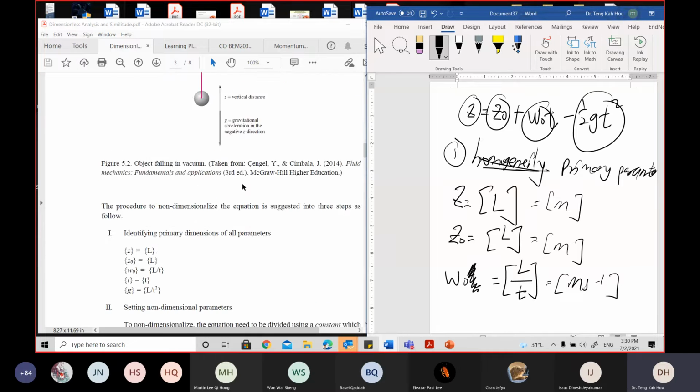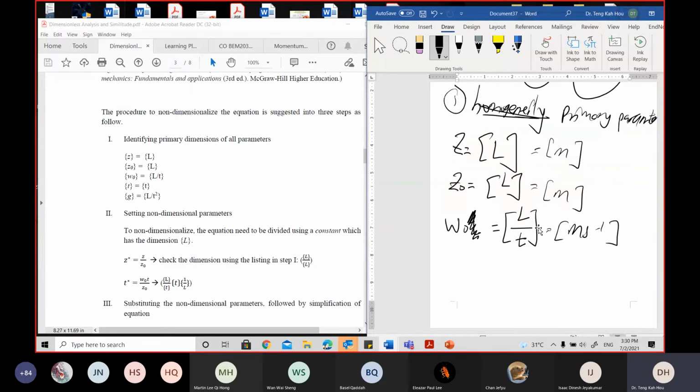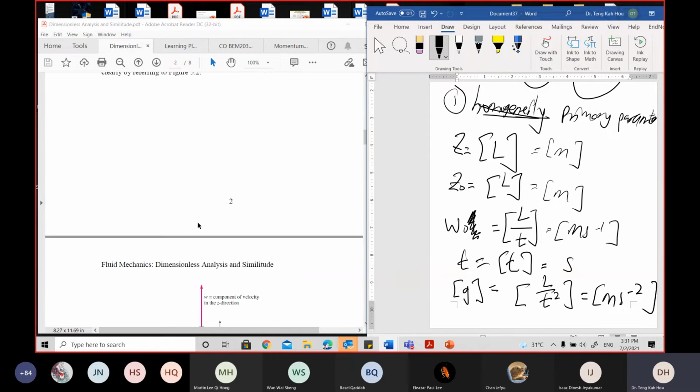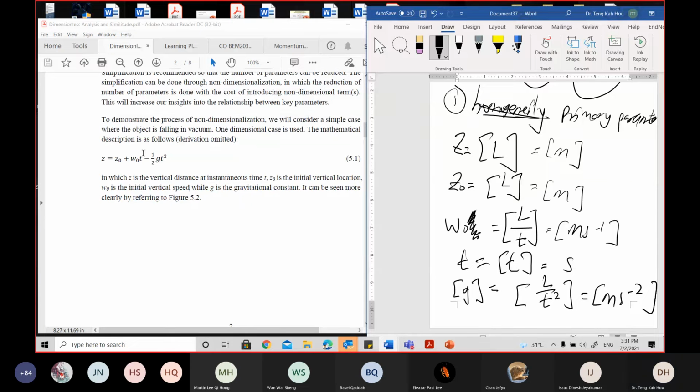Then t, of course, equals your time t. And you have g equal to length per t squared, which is meters per second squared, m s to the minus 2. So these are all the units in your equation.